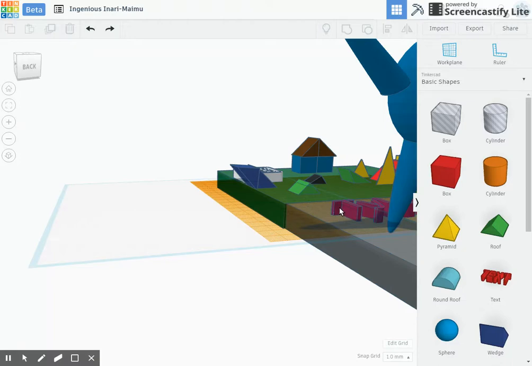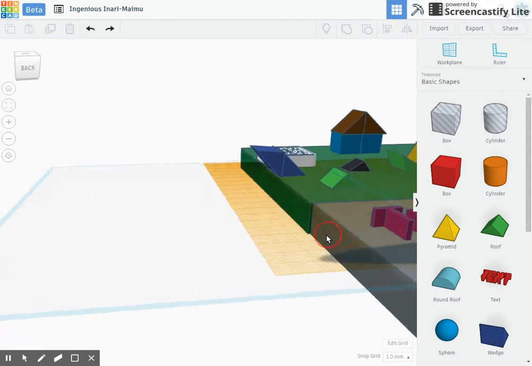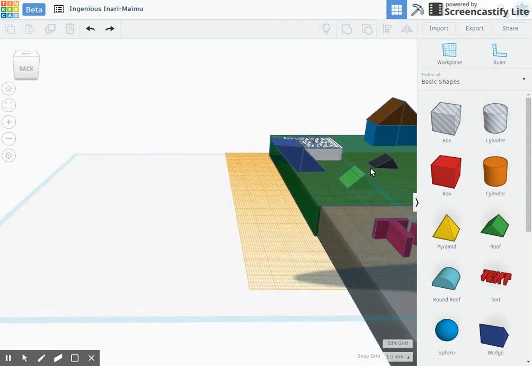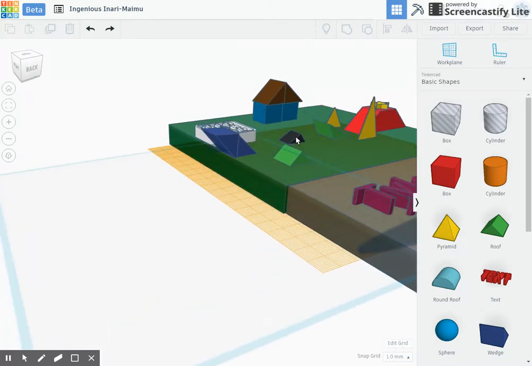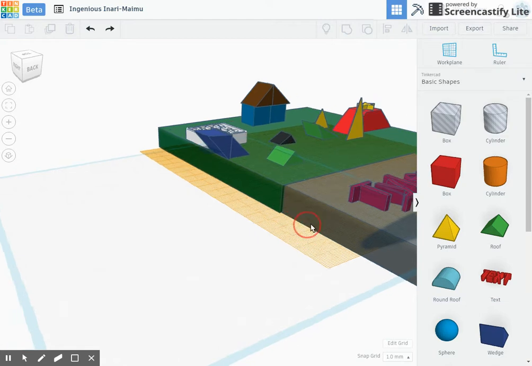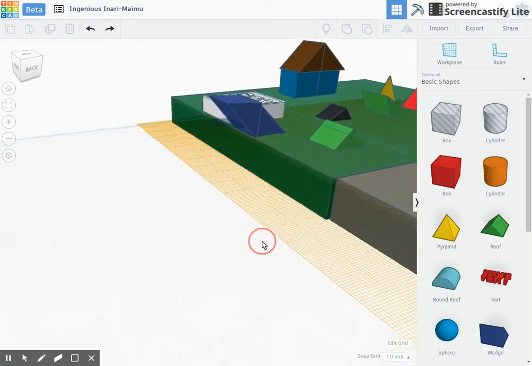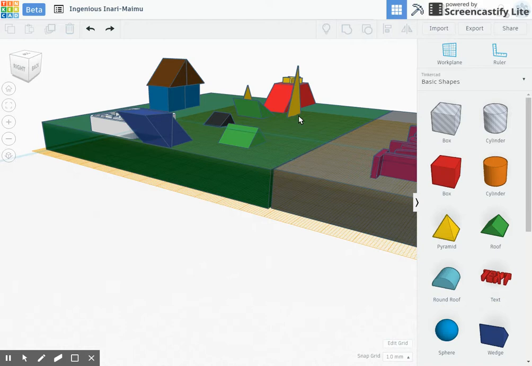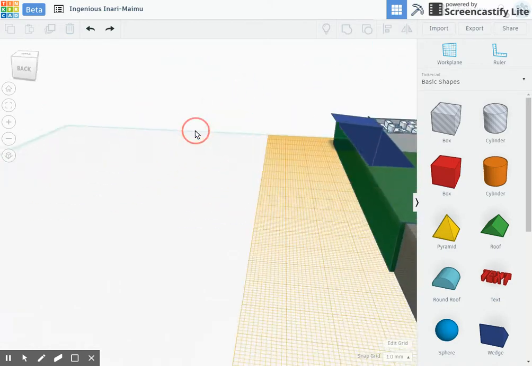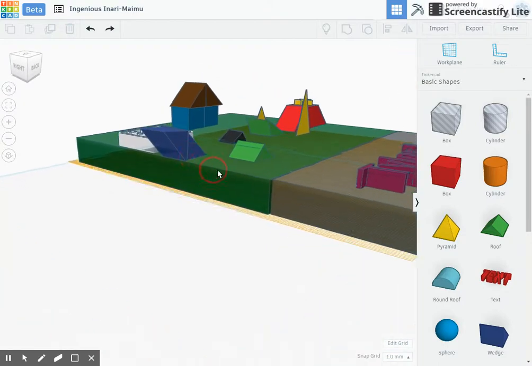So we have a scalene. This black one right here is a scalene. It is like a triangle, I guess you could call it, moved to the side. It's kind of hard to explain, but that is a scalene right there, that black one. Okay, so next we have an isosceles, which is this yellow one right here. It has an unequal bottom, but both of these sides are equal. That is an isosceles.